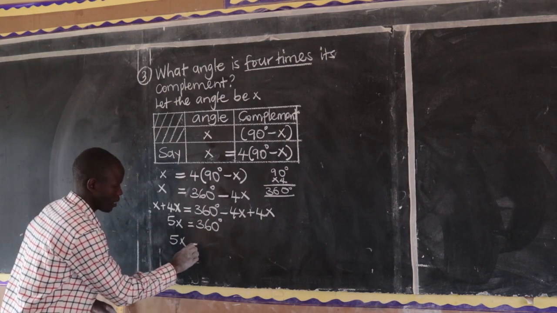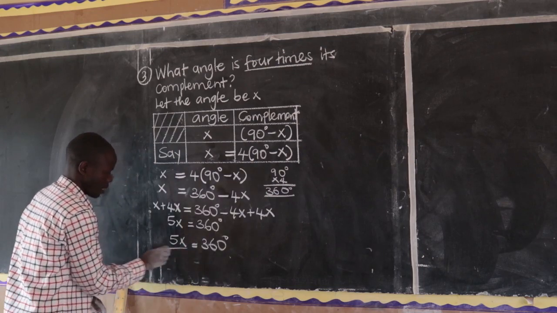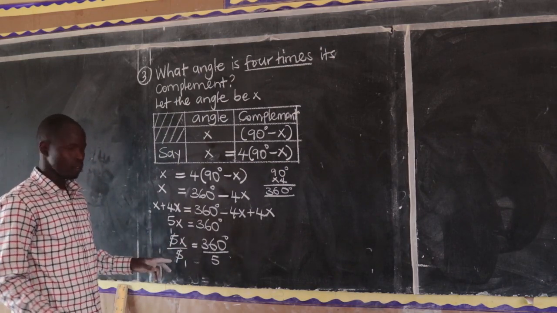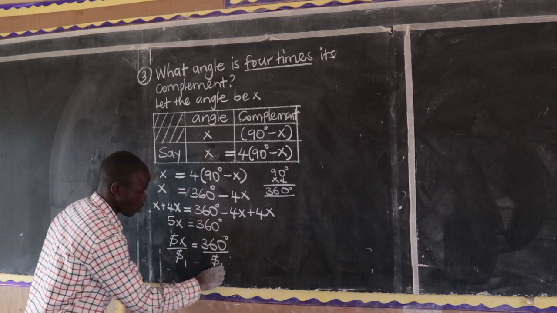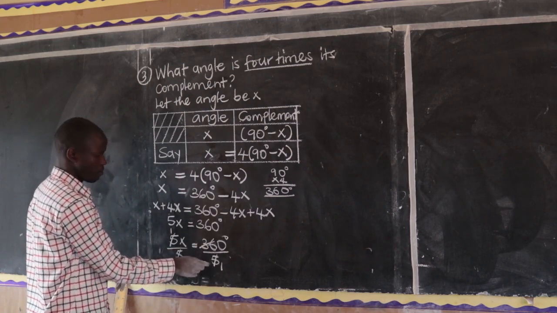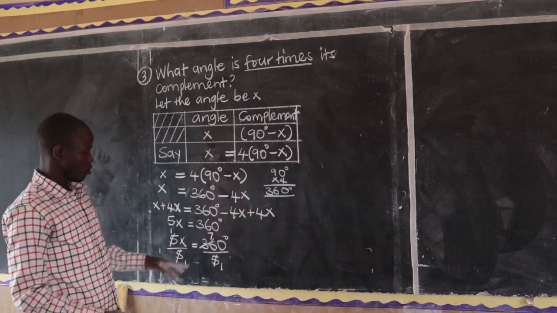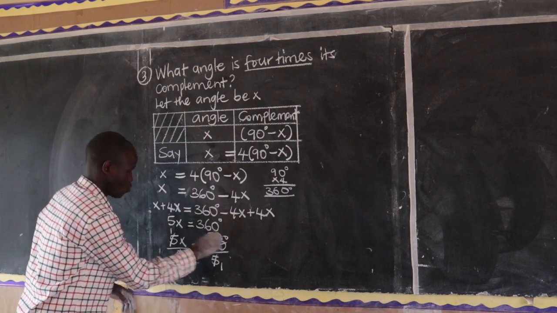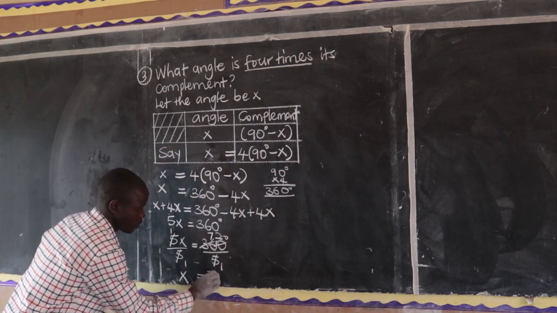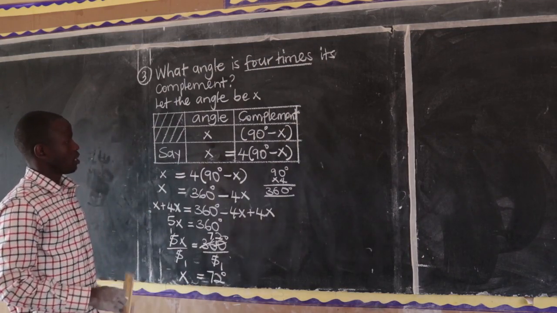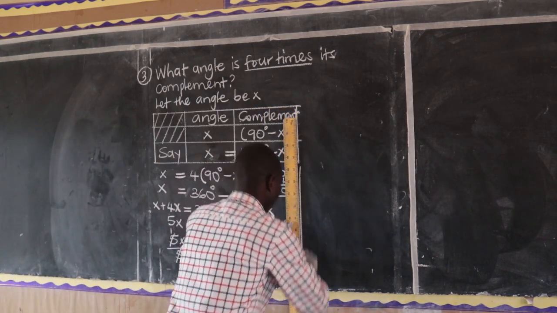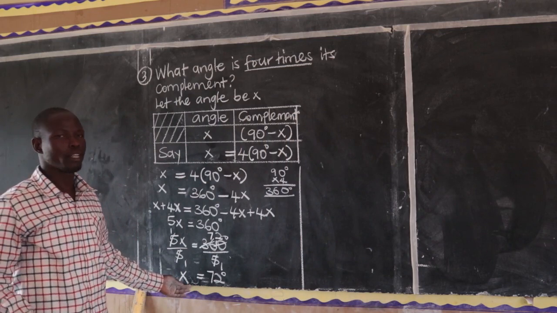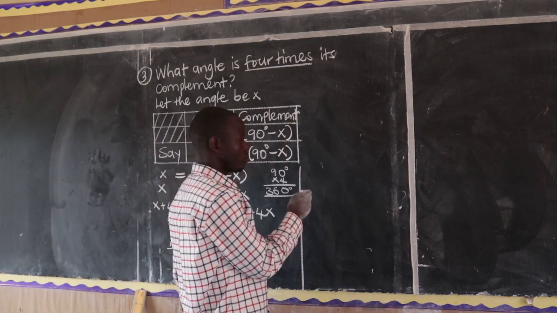In the next step, we shall divide by 5 on both sides. 5 divided by 5 is 1. 5 divided by 5 is also 1 here. 36 divided by 5 is 7, because 7 times 5 is 35. So the remainder is 1. 10 divided by 5 is 2. Meaning the value of x is 72 degrees. And then you conclude by saying, after getting the value of x being 72 degrees, the angle is 72 degrees.